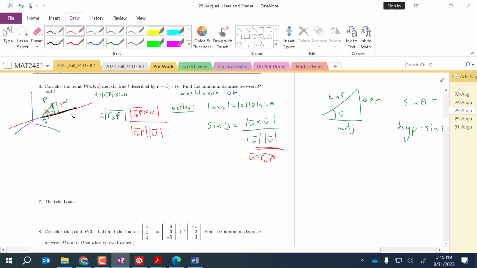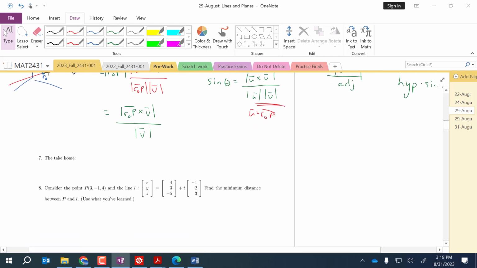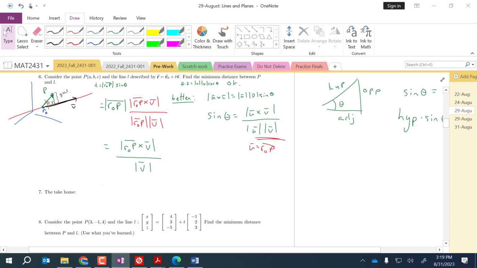What happens? The r naught p factors cancel, and we end up with a decently elegant formula that we can use, where if we want to find the minimum distance between a point and a line, we can just take this computation right here. Okay. So again, that's the take home. So folks, I encourage you to practice this derivation. Knowing this derivation is not essential for the course. I encourage you to practice it. Okay.